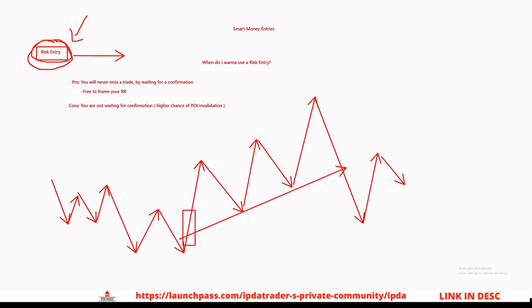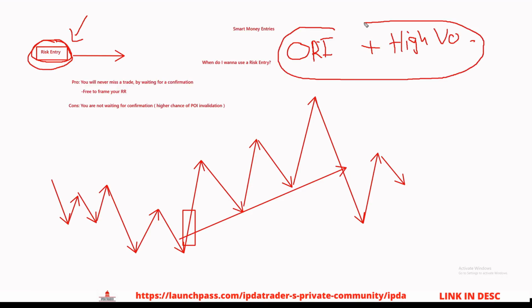I'll repeat it once again. You want to try and take a risk entry. Your best bet will be at an origin block, right? Origin block plus high volume time, right? That's going to be a good opportunity for you to try and take a risk entry, which you don't have to do, right? It's a probability only. You could use that, and my suggestion is, if you're planning on risk entries, you want to pair that with origin blocks and high volume time, right?